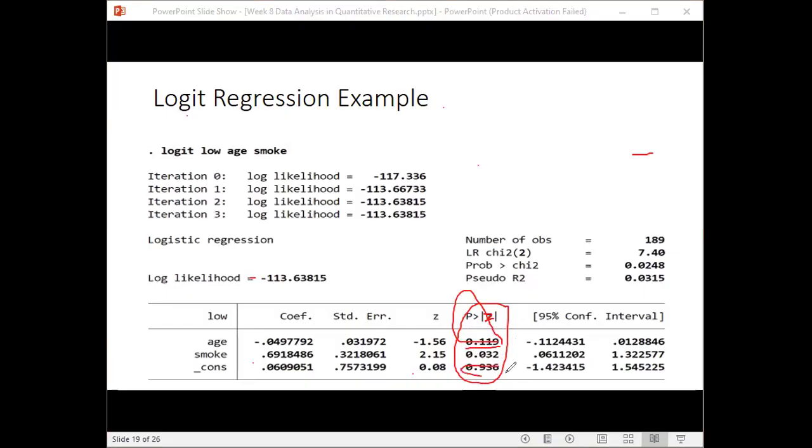This one is 93%. You accept the null hypothesis. It is only this one, the middle one, that is 0.32, which is 3.2%. So it's more than 1%, but it's less than 5%. So you can interpret the middle one, and that is the best you can do. Right? So that is for logistic regression.